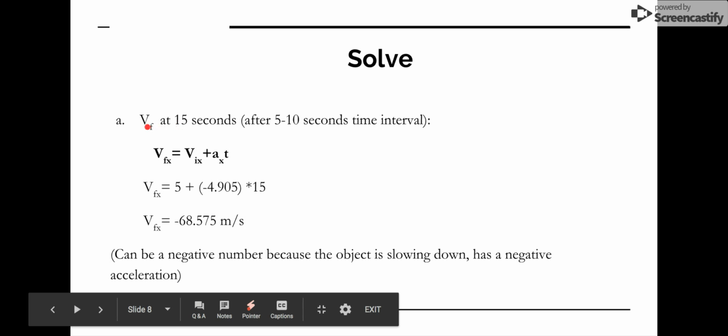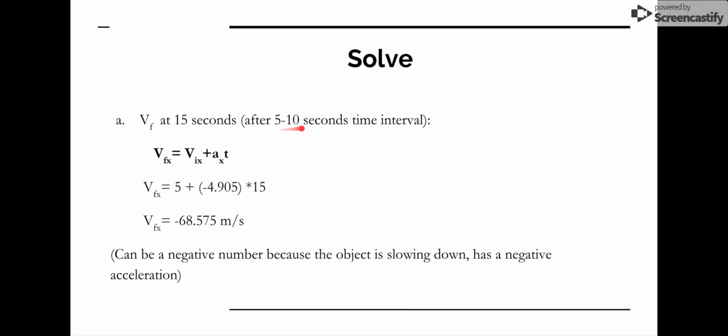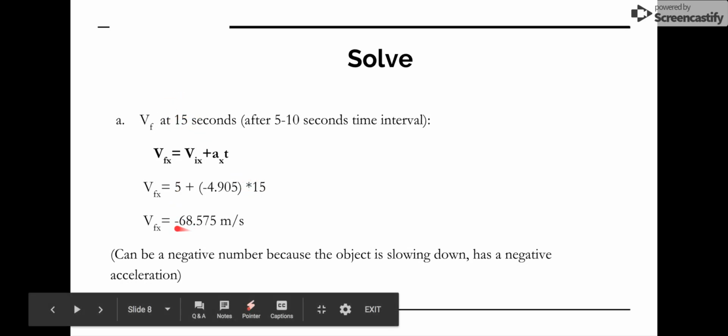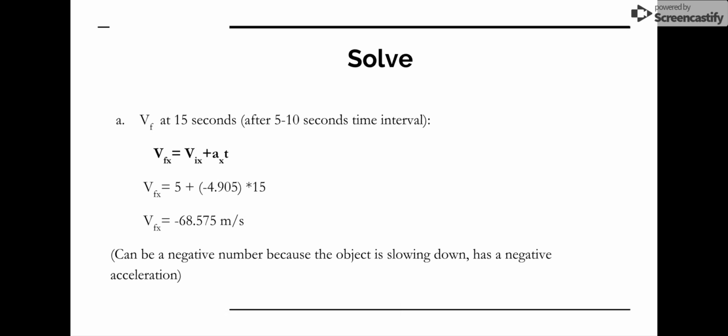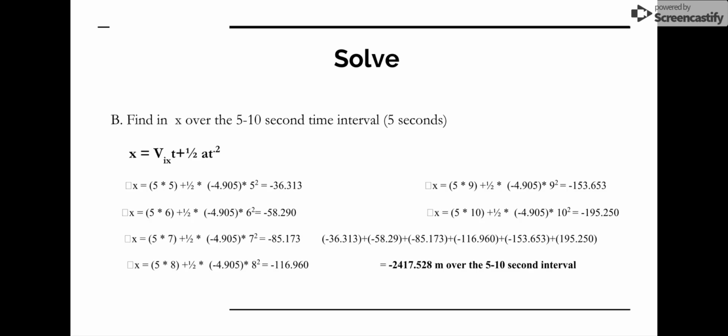Velocity final in the x at 15 seconds, which is after the 5 to 10 second interval. If I plug in 5 plus negative 4.905 times 15, which is our given time, we get negative 68.575 meters per second, and velocity can be a negative value because it shows whether the object is moving, slowing down, or speeding up.